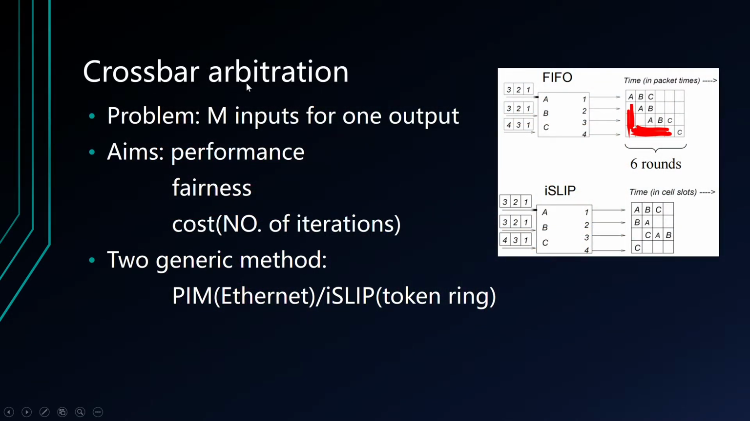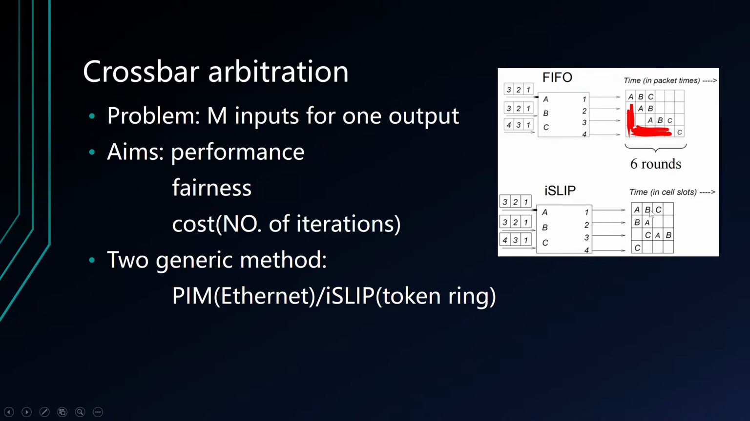Another method is upstream. It can deal with the problem of multiple inputs for one output. We should also check the performance, fairness, and cost. There are two generic methods: PIM for internet network, and iSLIP for token ring.